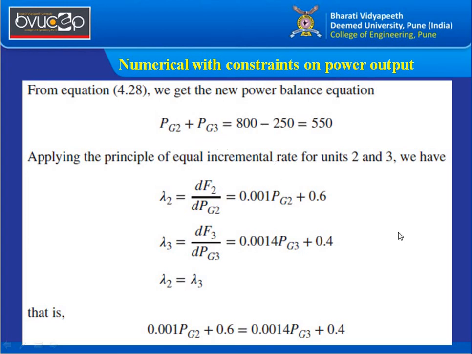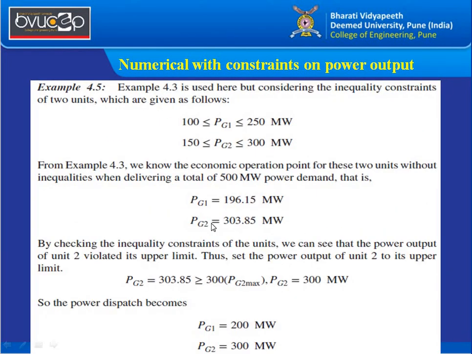Now with these two generators, again we apply the equal incremental principle with those two equations, lambda 2, which is going to be dF2 by dPG2. Again we will consider the same equations.